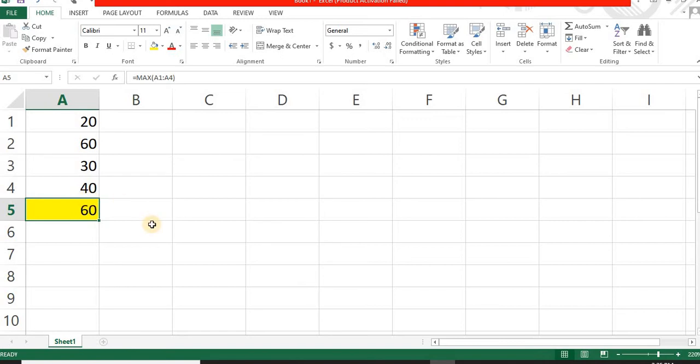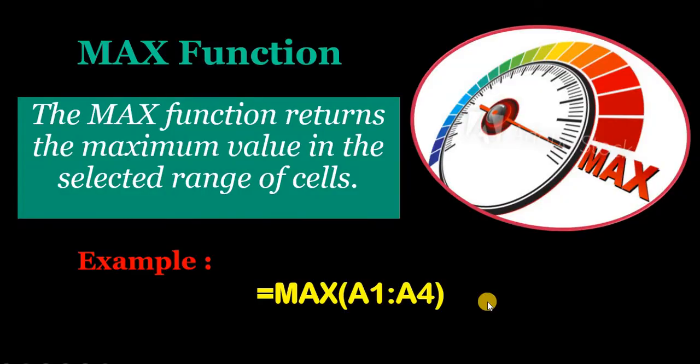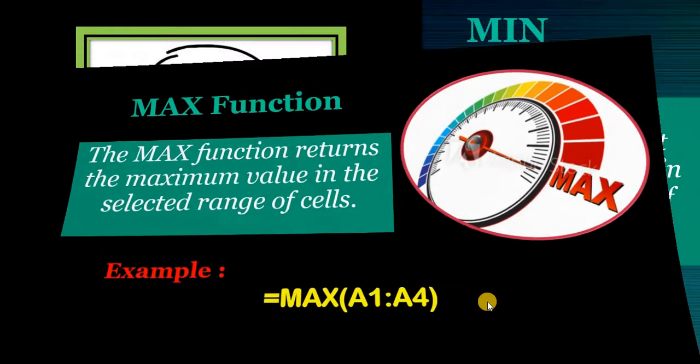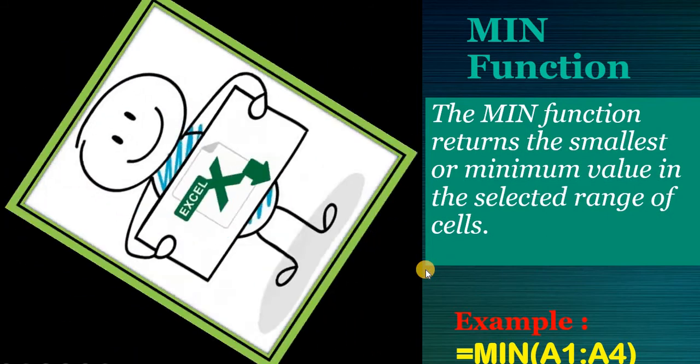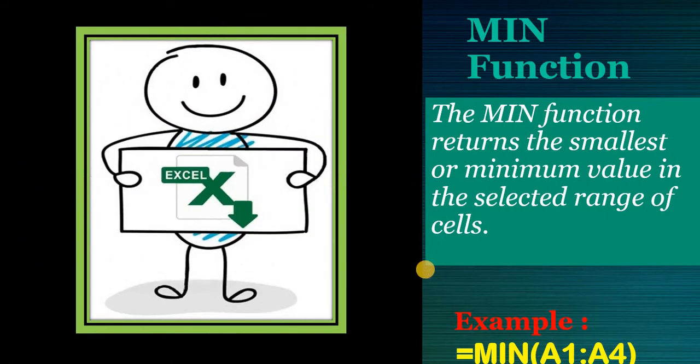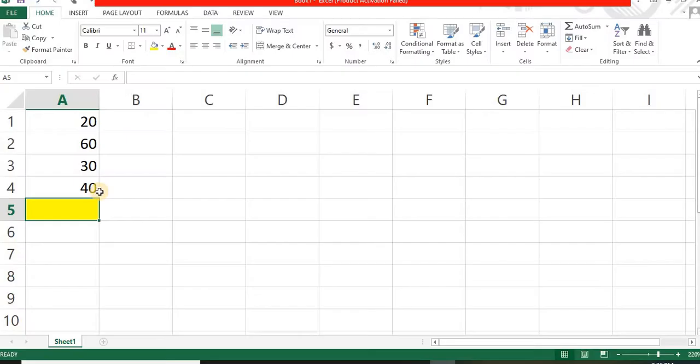Now go back and we will see another function, that is the minimum function. So what is the minimum function? The minimum function basically gives you the smallest value in the selected range of cells. The formula for the minimum value is the same. Again, you have to type the equal to sign, min, and then you have to give the cell range. So once again go back to the Excel sheet. We are here again and we have to find the minimum value from this set of data.